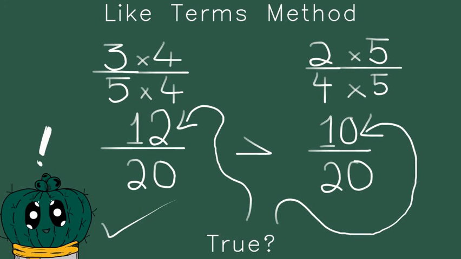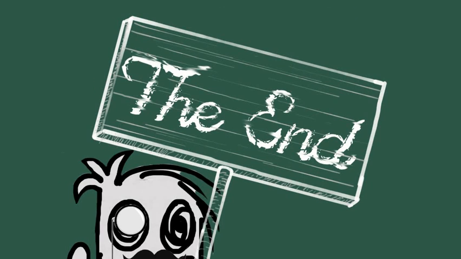So 12 by 20 is the bigger fraction, and if you remember, 3 by 5 was the bigger number. So that is all there is to comparing fractions by finding out the LCMs.